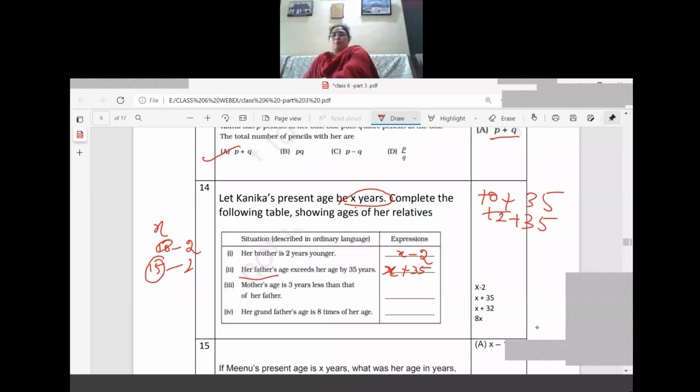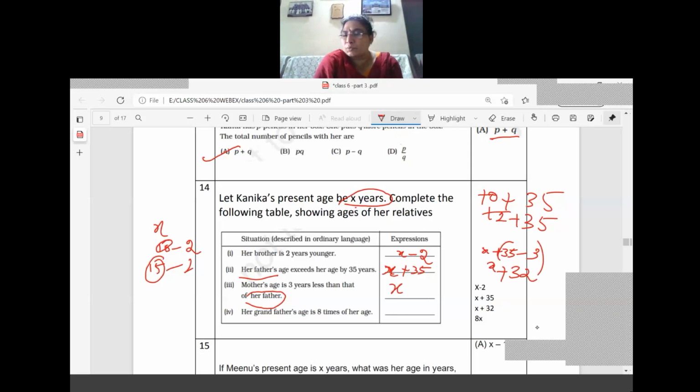Mother's age is 3 years less than that of the father. Now here a problem comes, because we must know the father's age. What is father's age? X plus 35. Now what happened to mother's age? It is 3 years less, so minus 3. So 35 minus 3 numerically you can do. Plus 35 minus 3, what is the answer? 32 only. So we'll write here X plus 32.